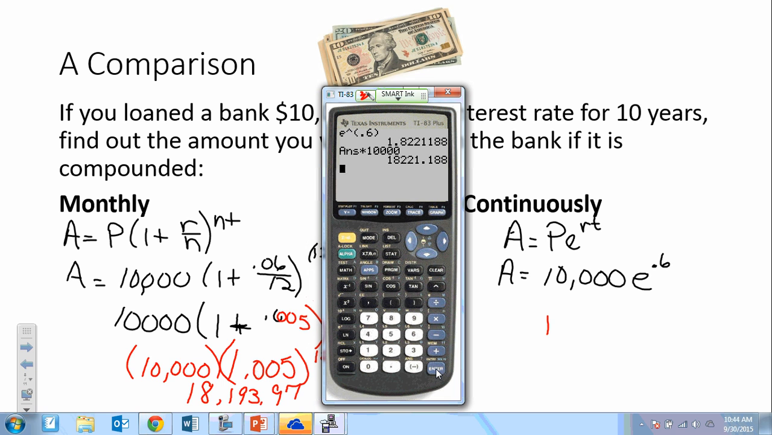So here we make $18,221.19. Which one's better? Continuous. It's compounding every hour, every day, every second of the day type of thing. Whereas the other one is only once a month. So the bank, when they charge you interest, they're going to charge you based on continuous. When they pay you interest, they're going to pay you based on monthly. That's how they calculate it.